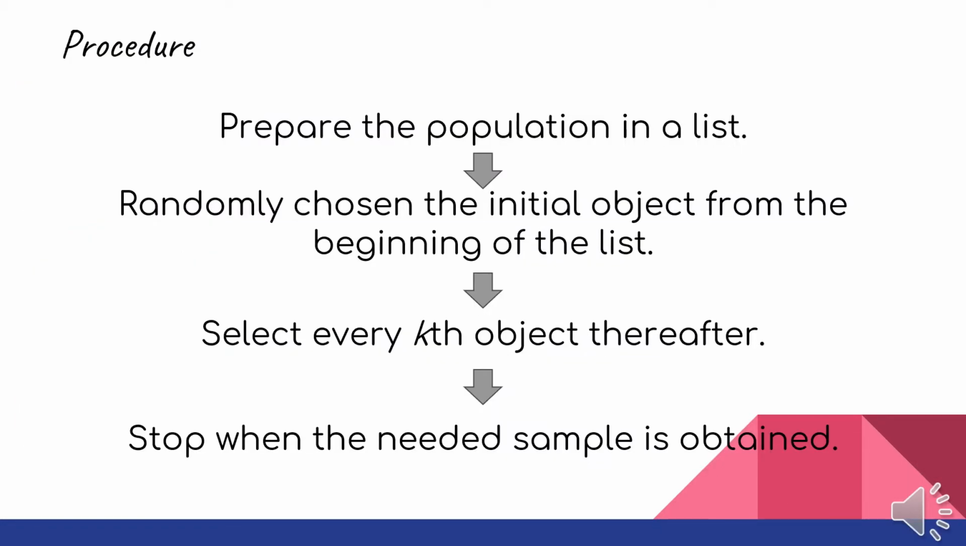Procedure of systematic sampling. To conduct this method, we need to follow these steps. Step 1, we need to prepare the population in a list. Step 2, randomly choose the initial object from the beginning of the list. Step 3, select every K-th object. And the last step is to stop choosing samples when the needed sample is obtained.